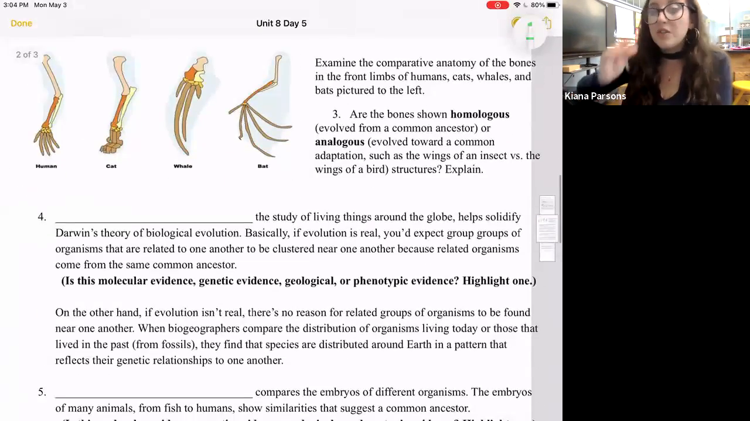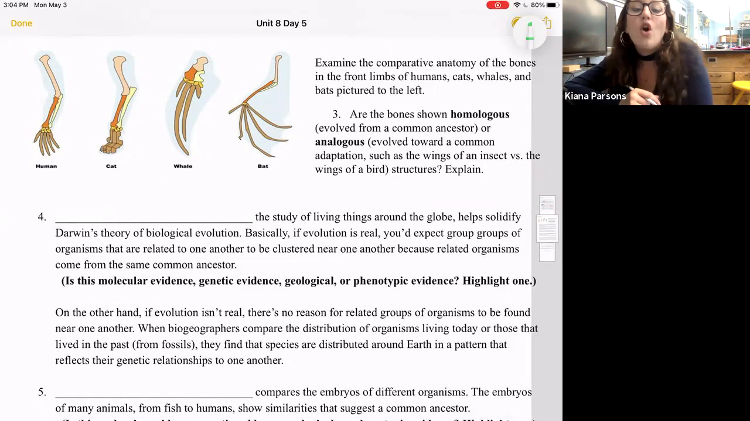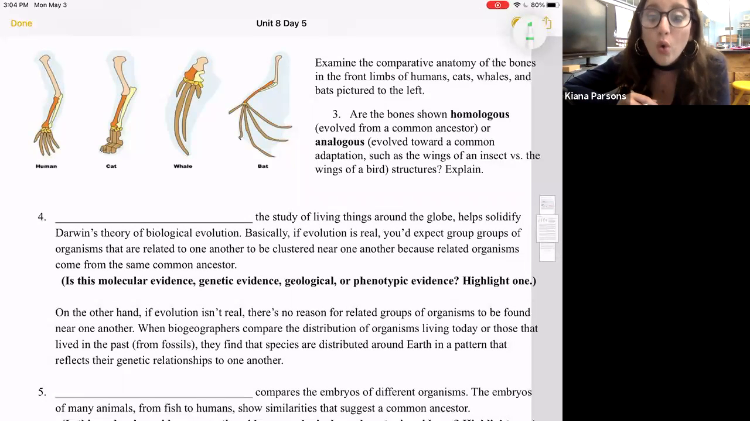All right, so now examine the comparative anatomy of the bones in the front limbs of humans, cats, whales, and bats pictured to the left. Are the bones shown homologous, evolved from a common ancestor, or analogous, evolved toward a common adaptation, such as the wings of an insect versus the wings of a bird? Structures, explain.